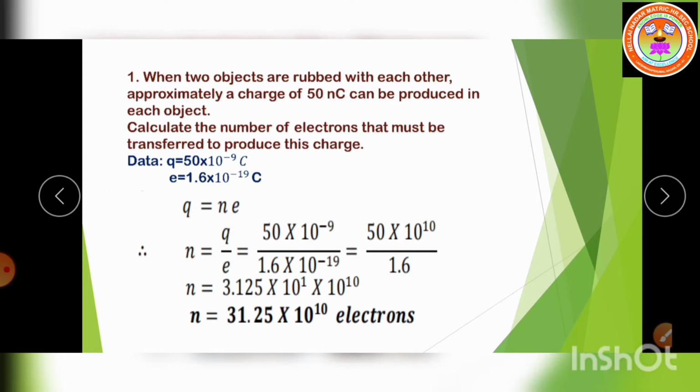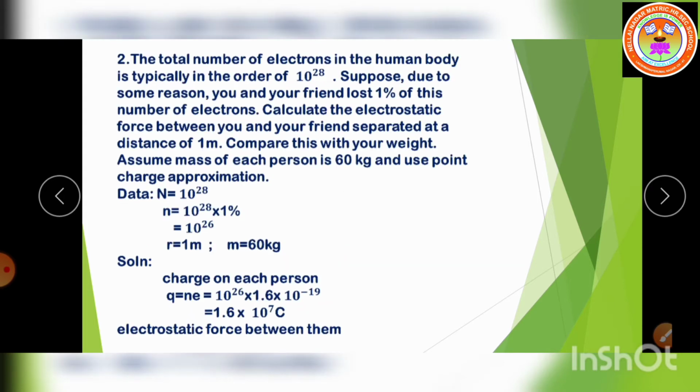Okay, understand, children? Next, come to the second question. The total number of electrons in the human body is typically in the order of 10 power 28. How many electrons are they saying? N is equal to 10 power 28. Now, suppose due to some reason, you and your friend lost 1% of this number of electrons. How many electrons are lost? 1%. So 10 power 28 into 1%.